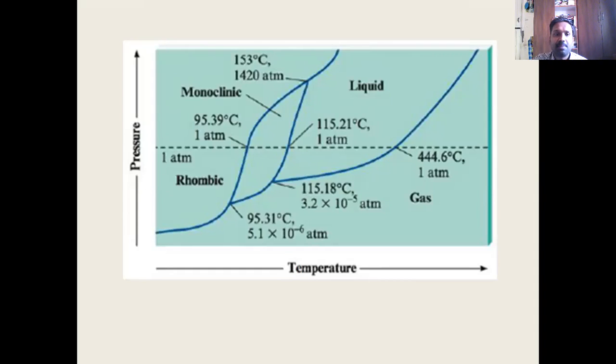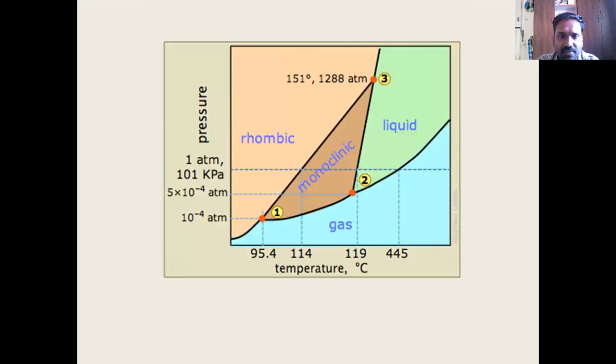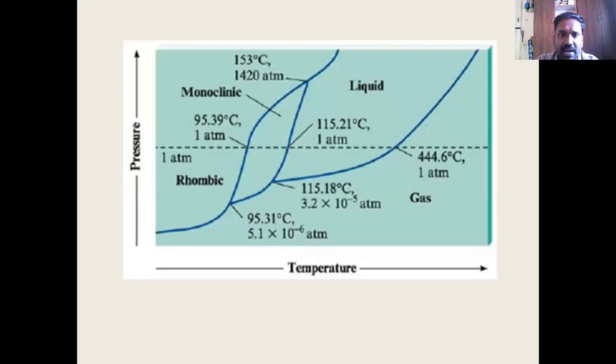Okay, fine. This is a bit more detailed explanation. You see here, at 1 atmospheric pressure, this is rhombic sulfur, monoclinic sulfur, liquid, and the gas. How is this more detailed? Because it gives you the values of temperature and pressure for different transitions.